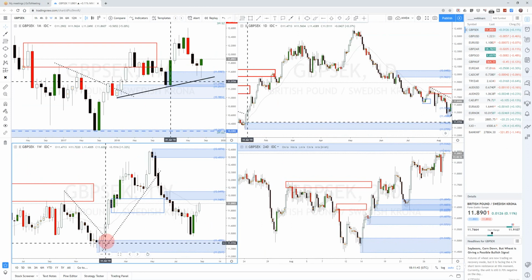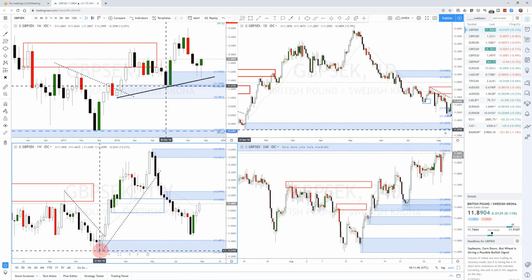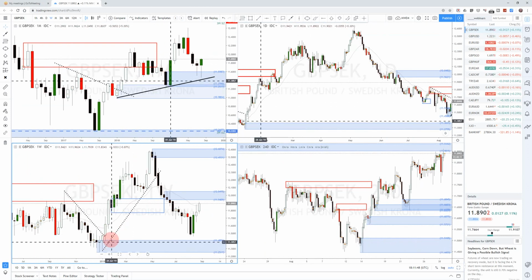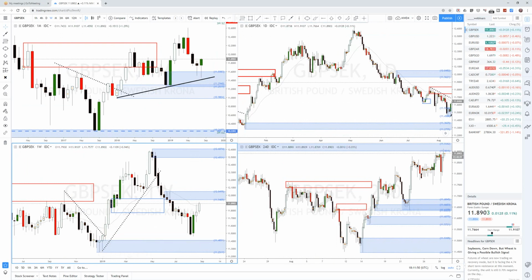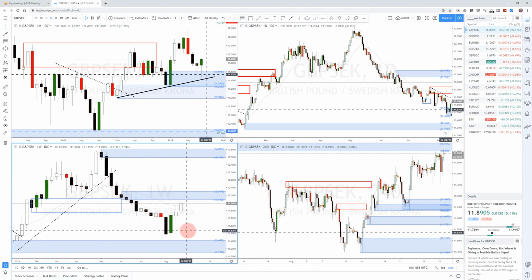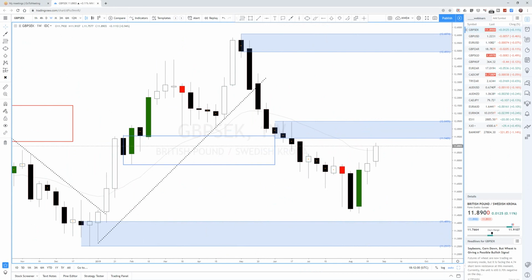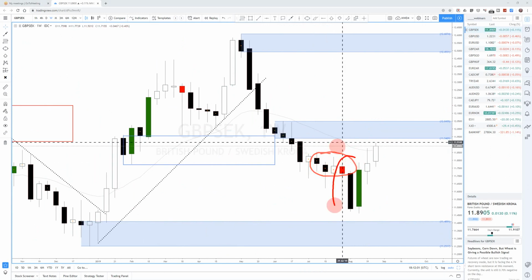Here we have a very strong area of demand on the weekly, nested within the monthly, so we could use this level to set and forget. And what happened there? Price fell short of retracing to that level and engulfed. And what can you tell me about this price action here on the weekly? Right there. What can you tell me about this?